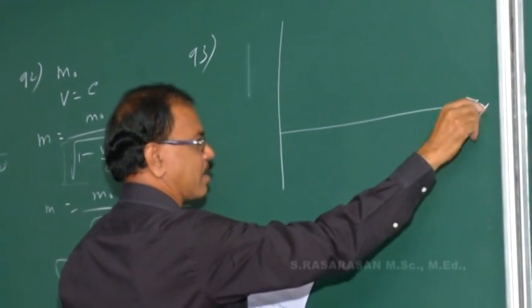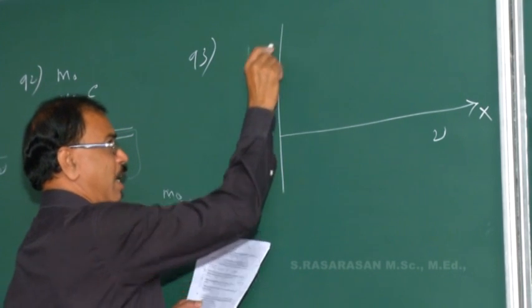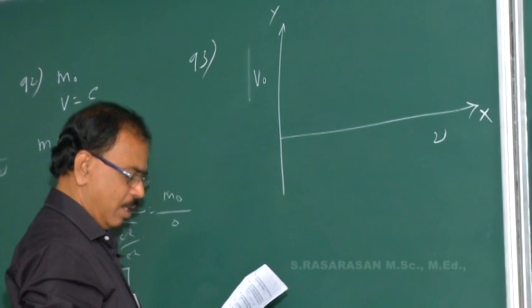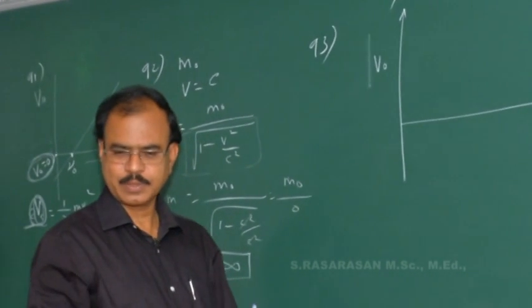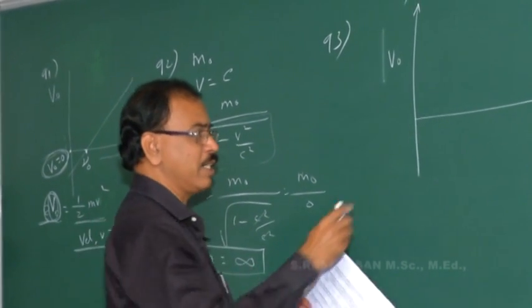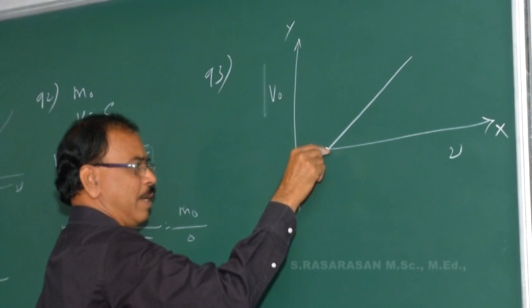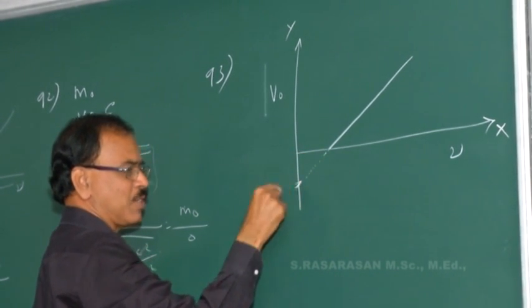Frequency along the x-axis, corresponding stopping potential V0 along the y-axis. Then the nature of the graph is, now solve pannu, a straight line, but not passing through the origin. A straight line intercepting the negative y-axis. Inga cut pannu.